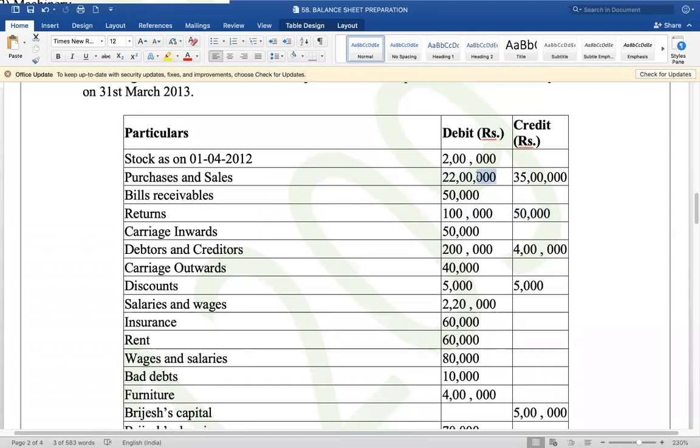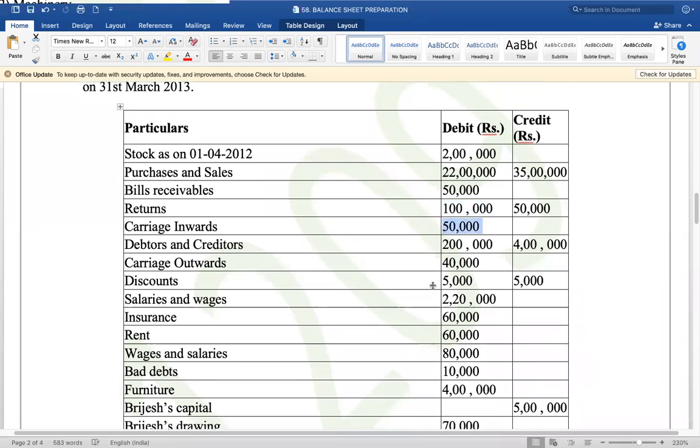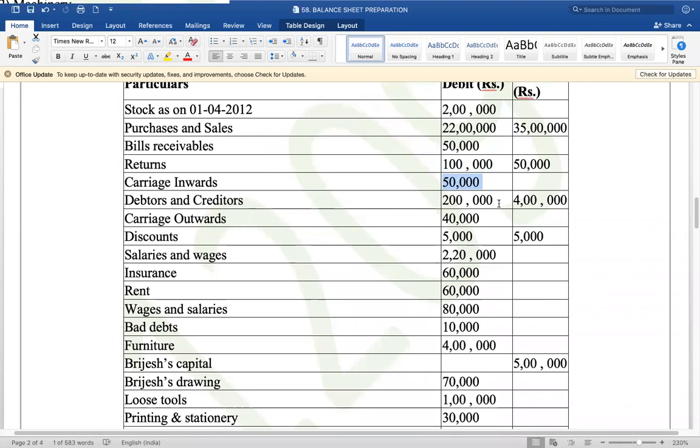When purchases is debit, purchase returns is credit. When sales is credit, sales returns is debit. And carriage inward is an expense, debit. Debtors and creditors. Debtors is an asset, and an asset account always shows a debit balance. And you have another 400,000 which is in credit. The creditors account is a liability account, which always shows a credit balance.